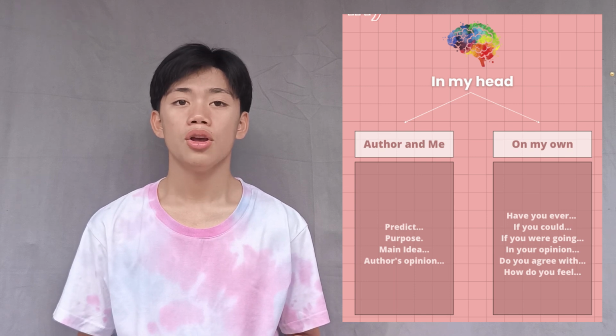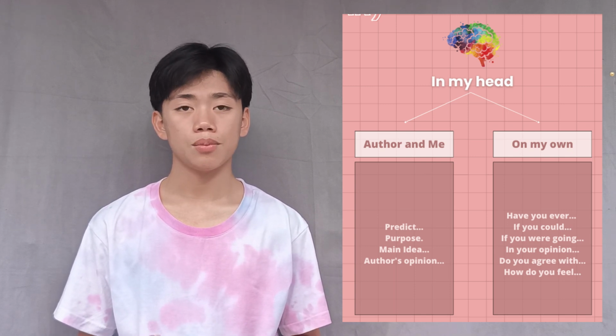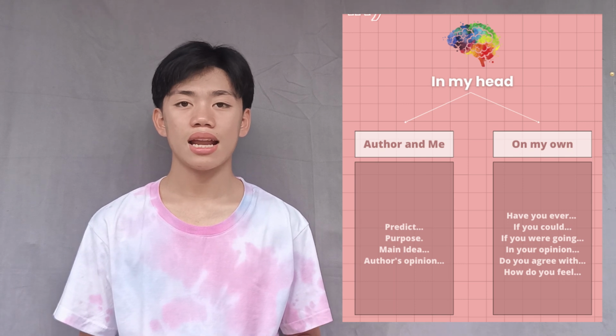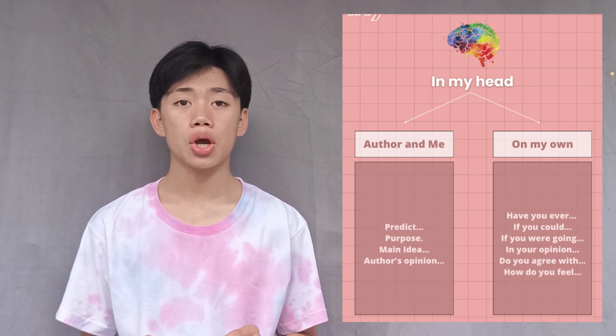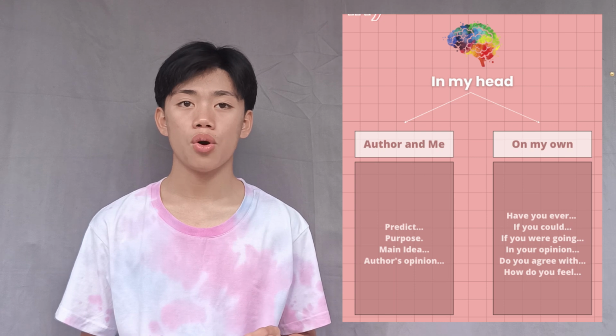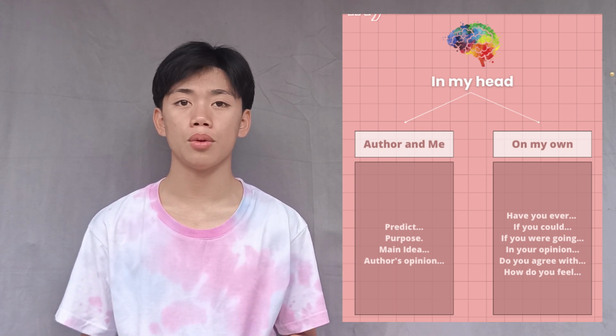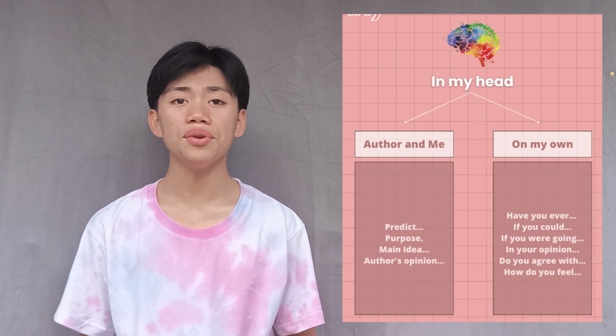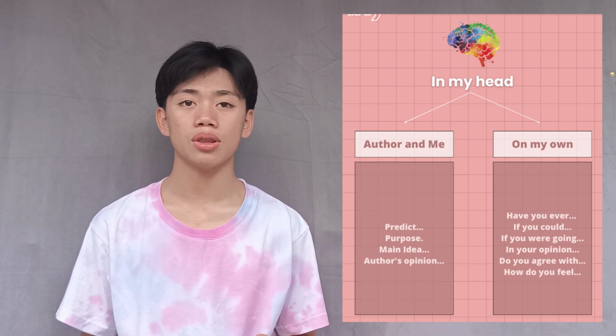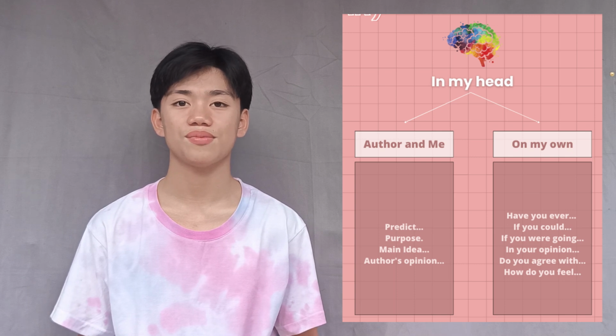For example, show a paragraph about protecting the environment. Ask an author and me question based on what the author wrote and what you know about pollution: what is one thing people can do to help? Encourage viewers to think about both the text and their knowledge.